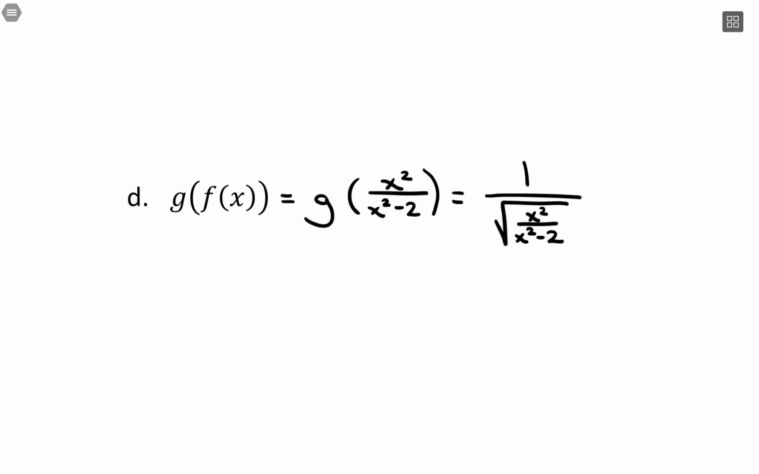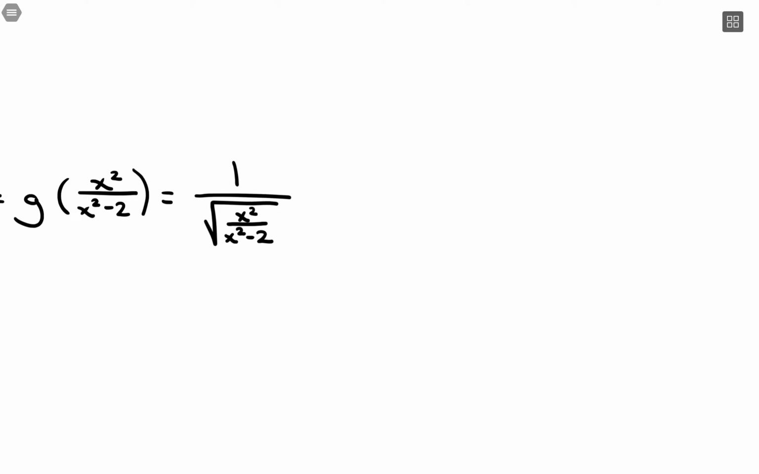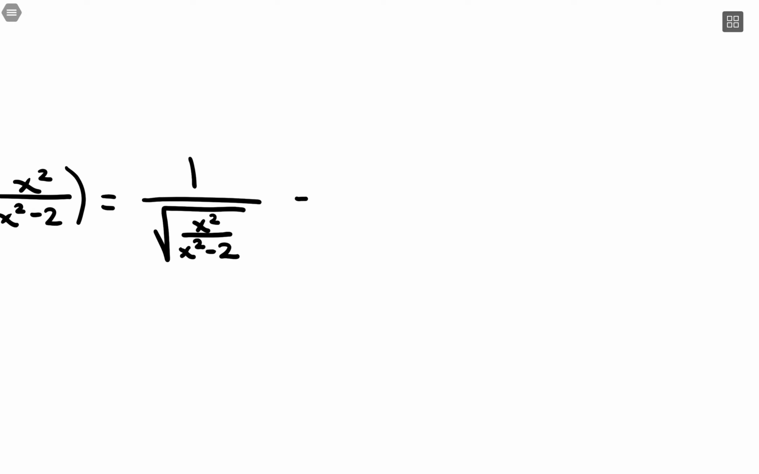Now, this right here is a complex number. I have a fraction within a fraction, and I don't want that. So I'm going to show you some tips for how to move this around so that we can simplify it. What you can do with the square root is separate it across numerator and denominator, meaning that's the same thing as the square root of x squared over the square root of x squared minus 2.